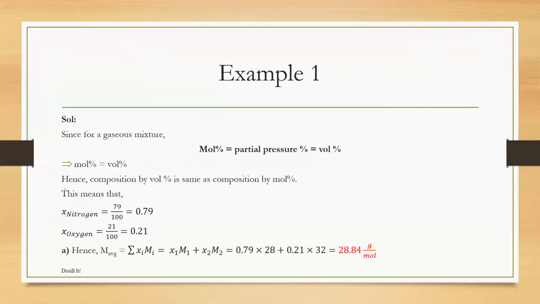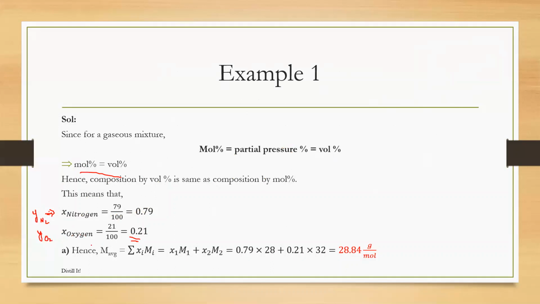So average molecular weight is actually quite easy. We have taken mole percent equals partial pressure percent equals volume percent, which implies mole percent is the same as volume percent. That means nitrogen has a mole fraction of 0.79 and oxygen has a mole fraction of 0.21. I have written X, but this is a gas, so it should be Y. Okay, Y N2 is equal to 0.79, Y O2 is equal to 0.21.